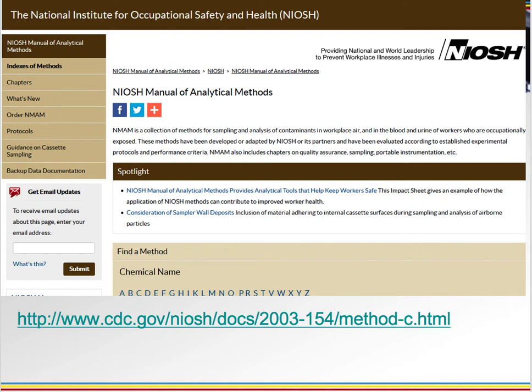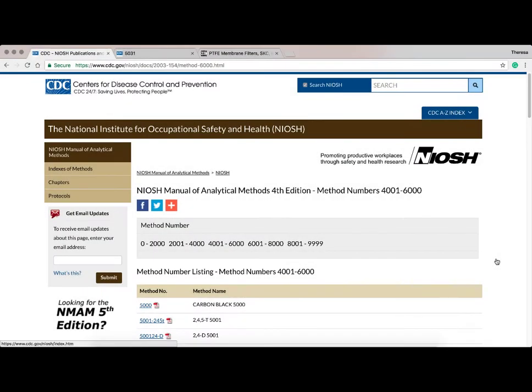Here is the website that you can go to by chemical name or chemical number and be able to find the method which you would like to use. I will demonstrate a quick example of that. Here I am on the Center for Disease Control and Prevention's National Institute for Occupational Safety and Health's section in the NIOSH Manual of Analytical Methods.